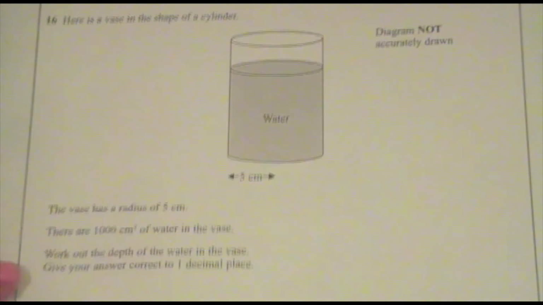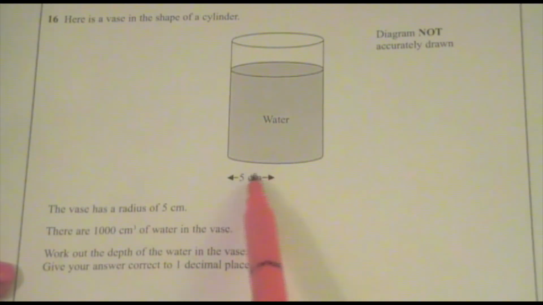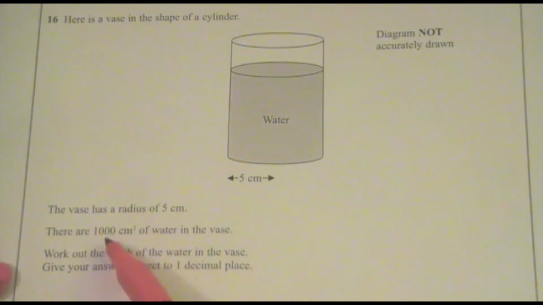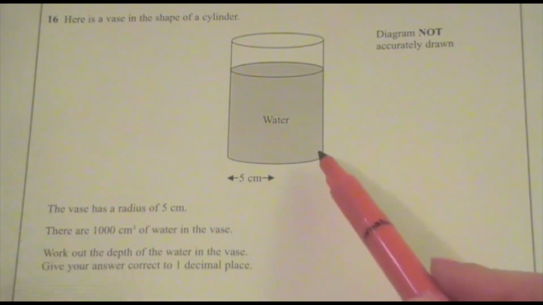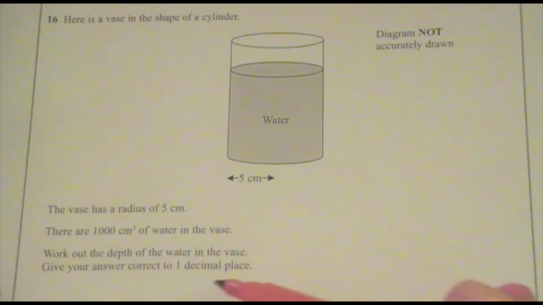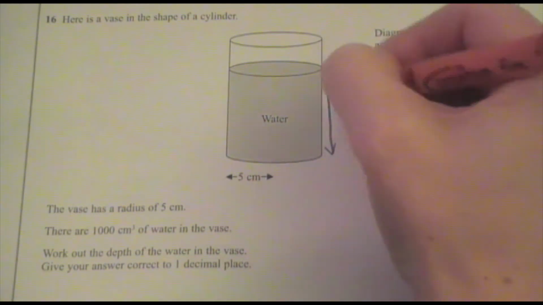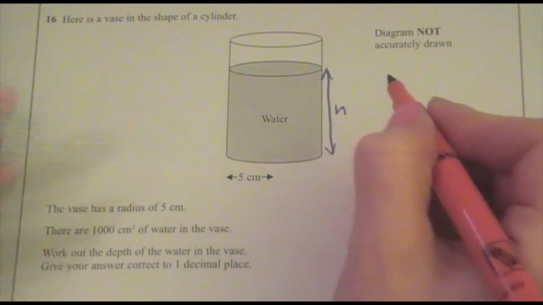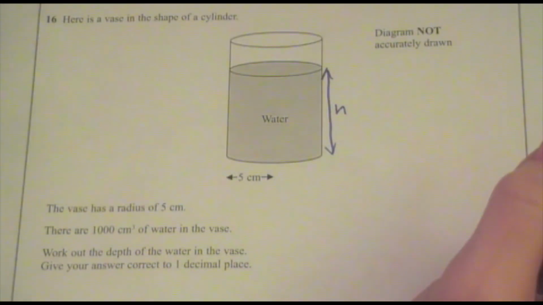Question 16, it says, here is a vase in the shape of a cylinder. The vase has a radius of 5 centimetres, and there are 1,000 centimetres cubed of water in the vase, so all of that grey shaded bit is water. It asks me to work out the depth of the water in the vase and give my answer correct to 1 decimal place. So effectively the depth of the water, I'm actually going to be trying to find the height of that cylinder there. That's what I'm doing.